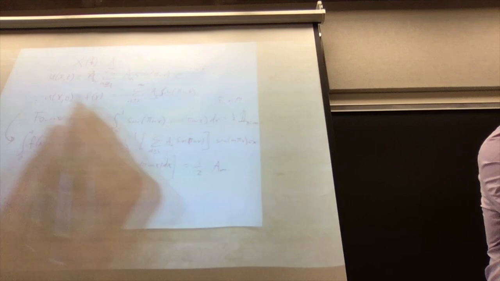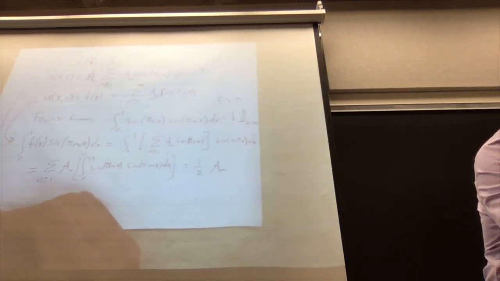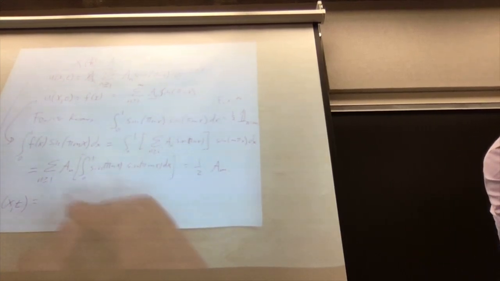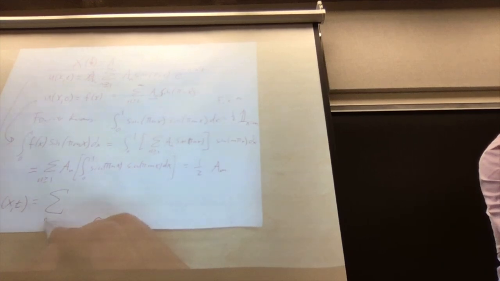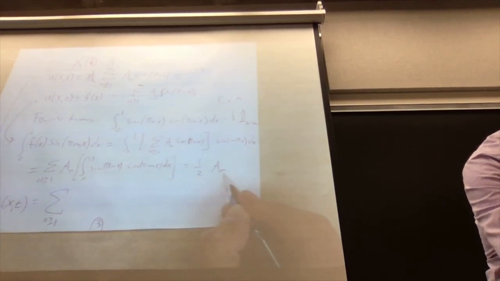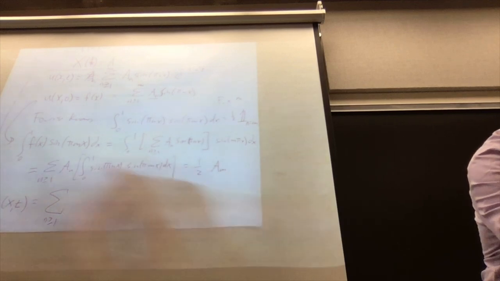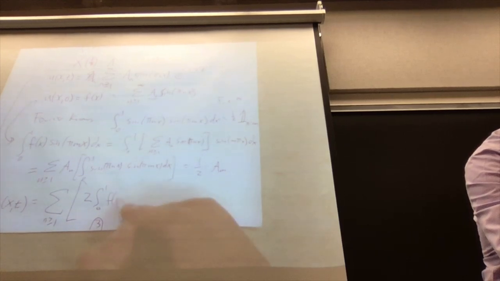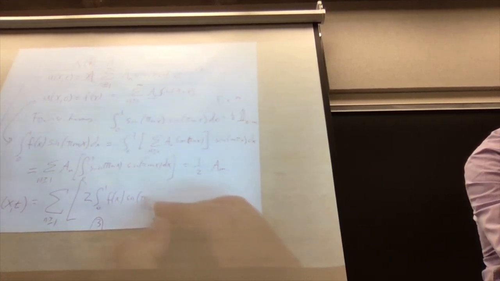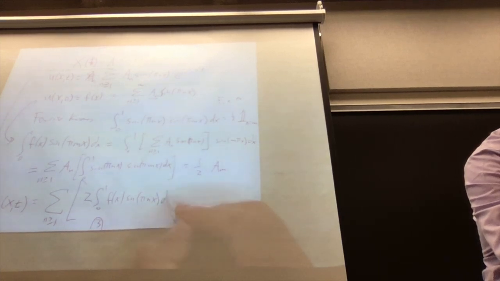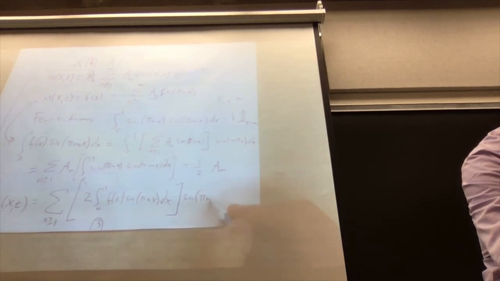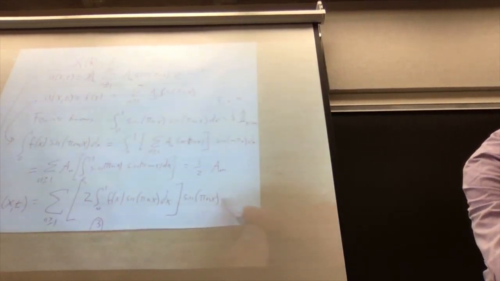So now I can write u as a completely explicit function. We have completely solved the heat equation. u of x, t is equal to a sum as n goes from 1 to infinity. Each of the a_n I can express as twice an integral from 0 to 1 of f of x sine of pi n x dx, times sine of pi n x times e to the minus pi squared n squared t.